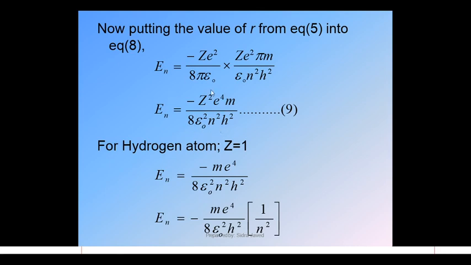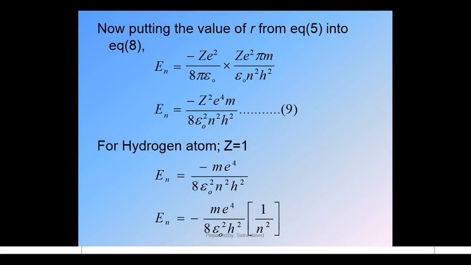Here also this expression can be written in h cut. For that you have to substitute h as h cut into 2 pi. So you will get the expression in terms of h cut. So this is the general expression for the energy of an electron in the nth orbit. So from this expression you can calculate the energy of an electron in any orbit.